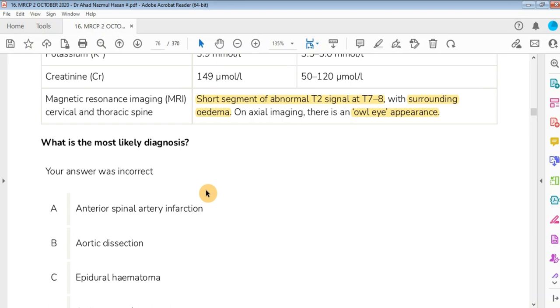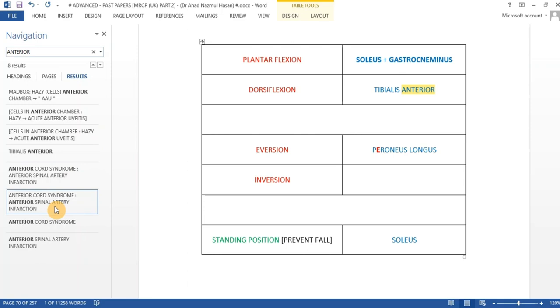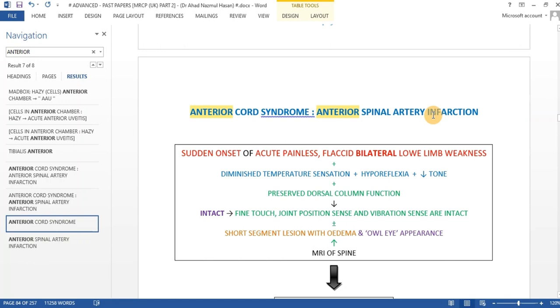So only one is left, that is the anterior spinal artery infarction. And the short segment abnormal T2 signal with surrounding edema, as well as the owl eye appearance, are suggestive of the anterior spinal artery infarction. So anterior spinal artery infarction is a subtype under the anterior cord syndrome.